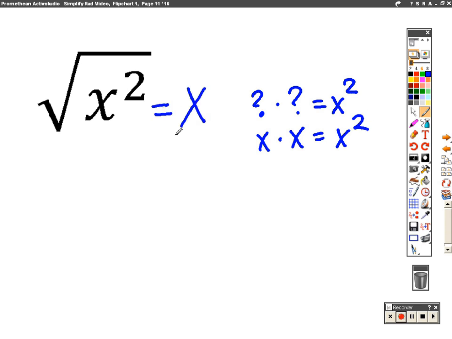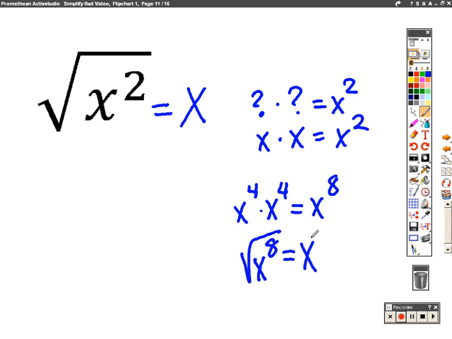And as a matter of fact, that's going to work anytime you have an even variable, like an even exponent. Like if I had x to the 4th times x to the 4th, that's x to the 8th. So if I asked you for the square root of x to the 8th, you're just going to write x to the 4th. It works itself out.